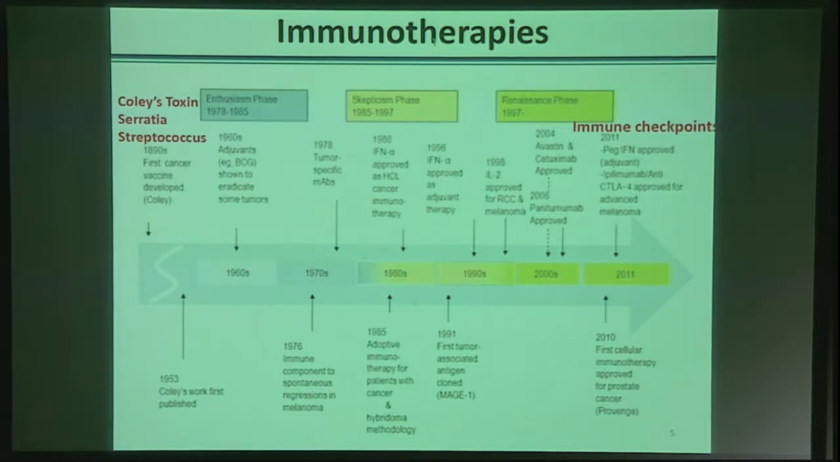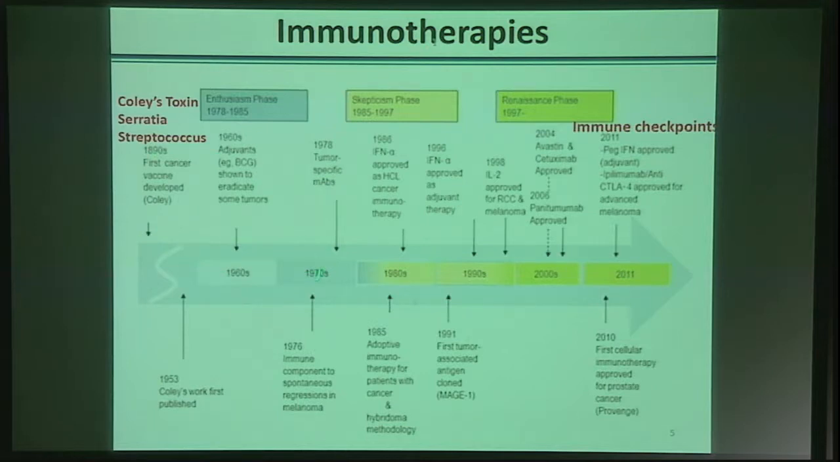However, immunotherapy actually is not a new idea. About 100 years ago, people already applied so-called immunotherapy to treat cancers. I think the first reported case was probably in the 1890s. There was a treatment which combined toxins from two bacterial strains, Serratia and Streptococcus, to treat solid cancers.